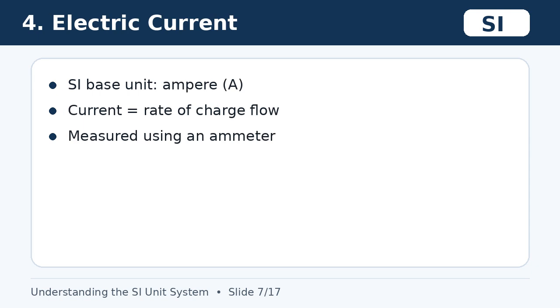The fourth base quantity is electric current. The SI base unit of electric current is the ampere, represented by the symbol A. Electric current describes the rate at which electric charge moves through a conductor. It is normally measured using an ammeter.